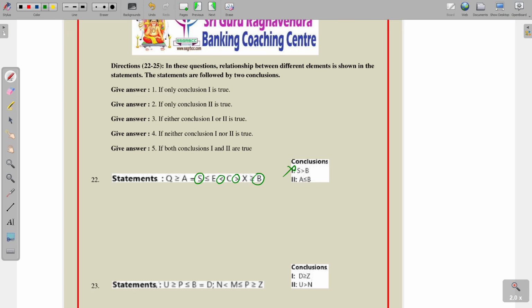Next, coming to the second one, A less than or equal to B. So A here and B here. Here also we have opposite signs. So see, instead of A we can apply S here. Why? Because A equal to S. And next, conclusion 1 has B and conclusion 2 also has B. So both are not follows, in the sense both are complementary pairs. So either or condition follows here. So what is the answer? Option 3 is the answer.